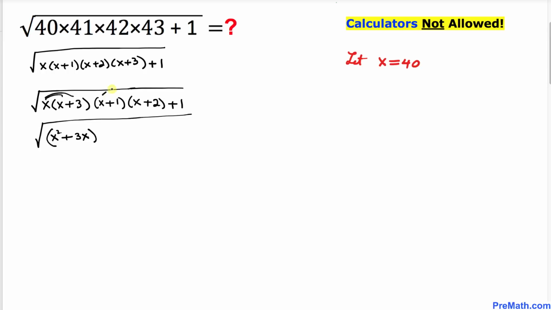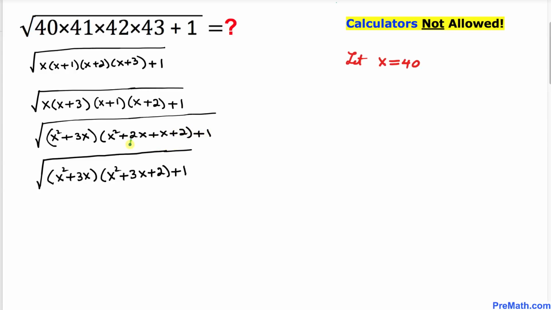And here we're going to use the double distribution rainbow method. We are going to multiply them. This is going to give us x squared plus 2x plus 1x and then plus 2 and then plus 1. And in this next step I have combined these like terms. 2x plus x becomes 3x.